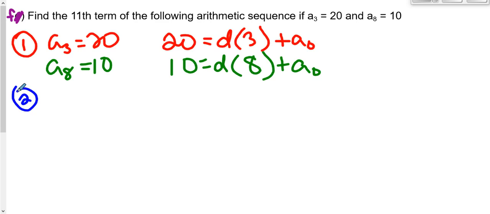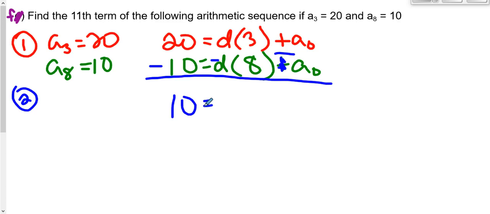Now we're ready for our second step. We're going to use elimination. We'll subtract the 2 equations. So we'll subtract every single term. 20 minus 8 is 12. If I take 3 d's and subtract 10 d's, I end up with negative 7d. And my a sub 0's will cancel each other out again. So plus or minus nothing. That part is gone.